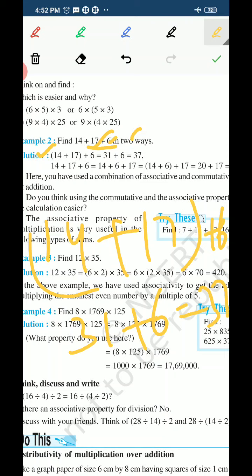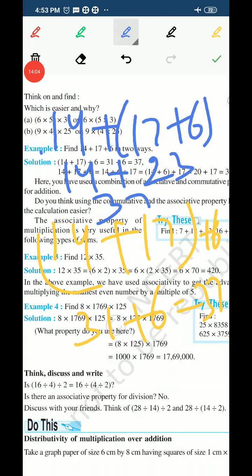In the second way, what can we do? We can associate 17 and 6. So 17 plus 6, and we can add 14 to this. When we add 17 and 6 first, we get 23, and when we add 14 to 23 we get 37. In both the cases we are getting 37, but these are the two ways in which we can find the sum.